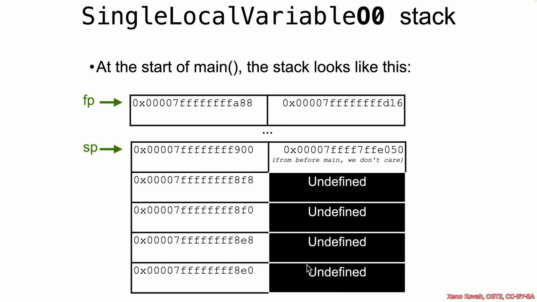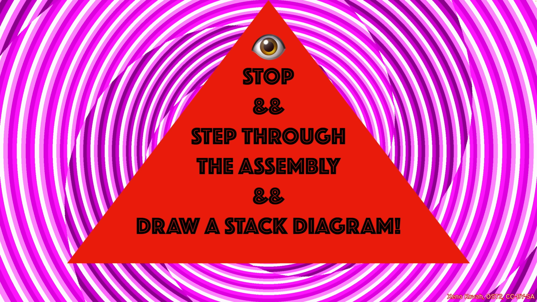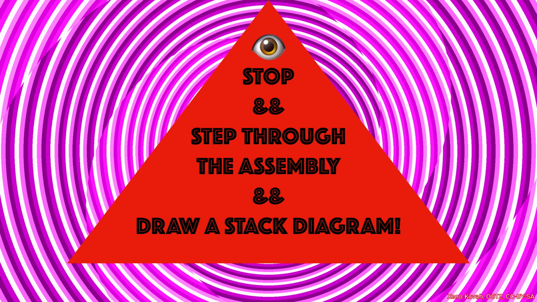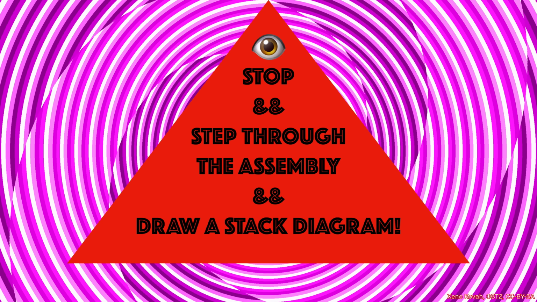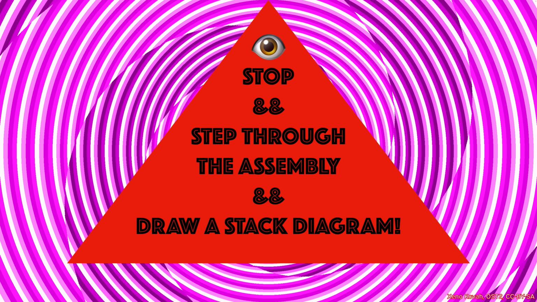So I want you to draw a diagram that keeps track of what gets written where on the stack and what is left uninitialized and not actually touched. And basically, after you see all of the writes to the stack occur, you should have a pretty good idea of what this looks like. So go ahead and stop now, step through the assembly in GDB, and draw your stack diagram, and we'll come back and see what it should look like.